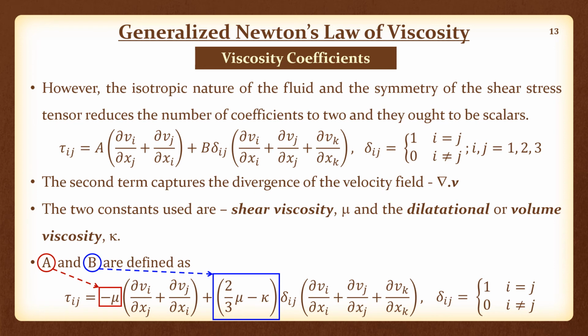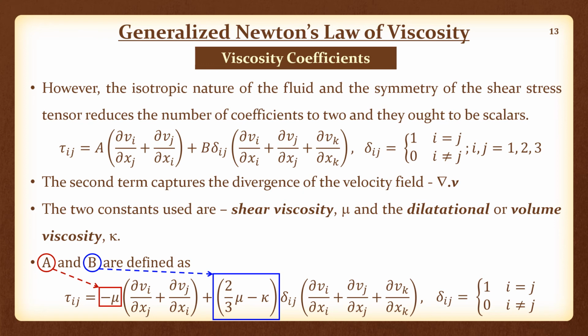So the second term captures the divergence of the velocity field, which is a velocity vector, and the first term captures the velocity gradient. Okay. Now there are two constants, one is a and one is b, and these two are defined in terms of two fluid properties. One property is the shear viscosity mu. The second property is the dilatational or volume viscosity kappa.